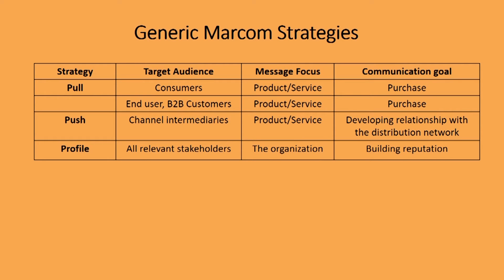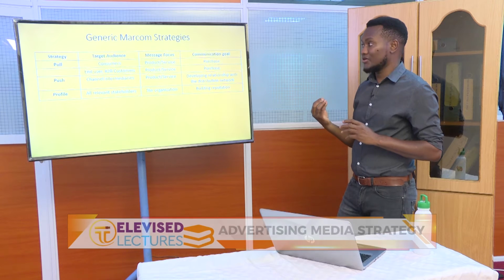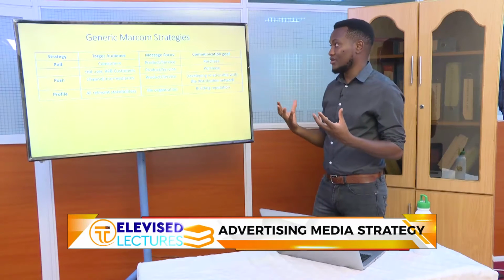So just again to illustrate these strategies, there is the strategy in one column, whether the strategy is pull, push, or profile. And then you think about who are the target audiences in this context. If it's pull, I've already explained that the target audience are the consumers or end users and B2B customers, business to business customers. So ideally, all that cluster is talking about the consumers at the end of it.